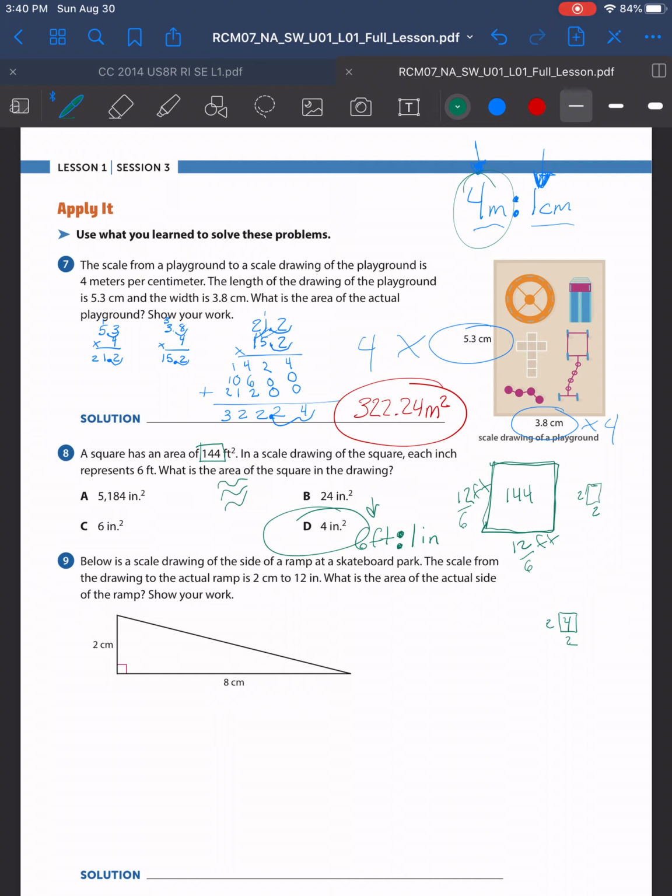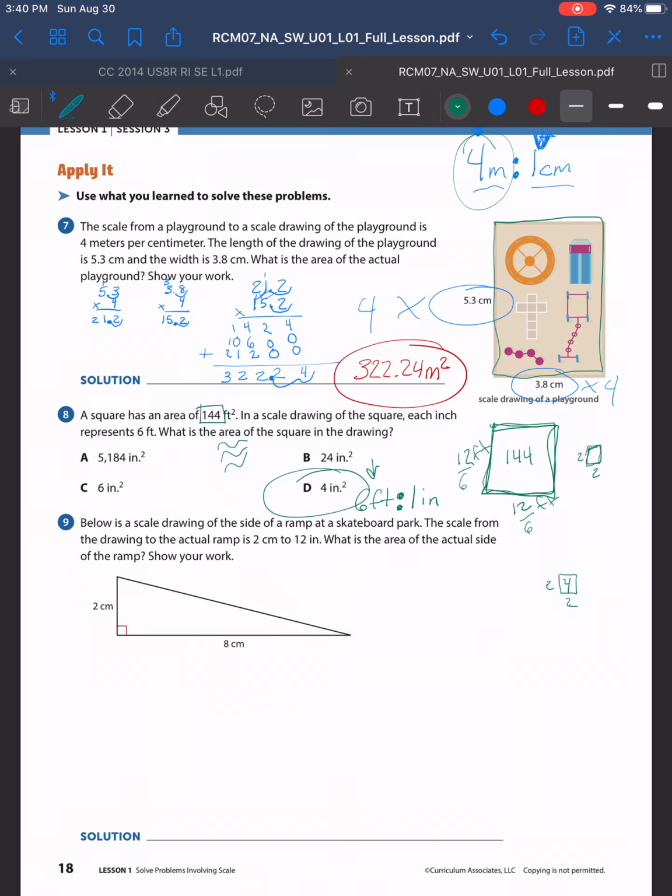So basically what I want you to get from that is if we're going from small on the paper and we want to go big into real life, then we multiply. If we're going from big into real life and we want to go small on the paper, we divide. Make sense? Okay, last question. Number 9. Below is a scale drawing of the side of a ramp at a skateboard park. The scale from the drawing to real life is every 2 centimeters is actually 12 inches in real life.